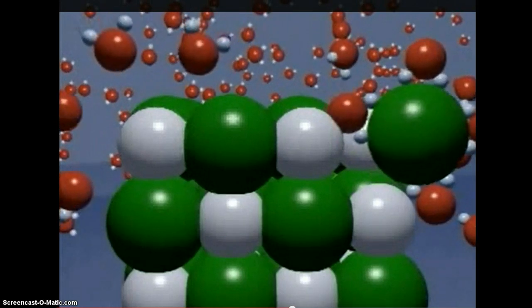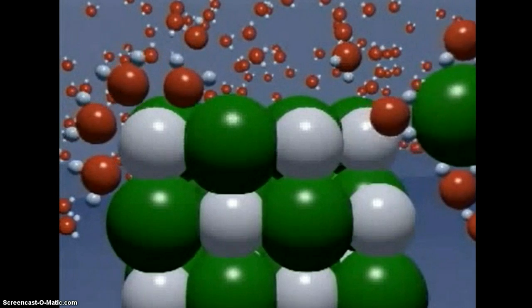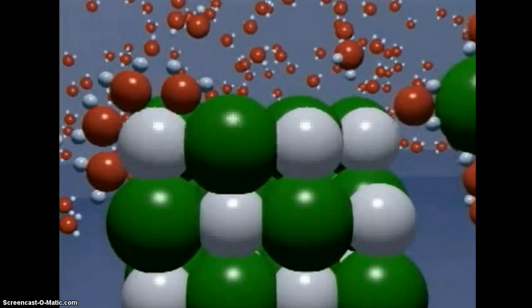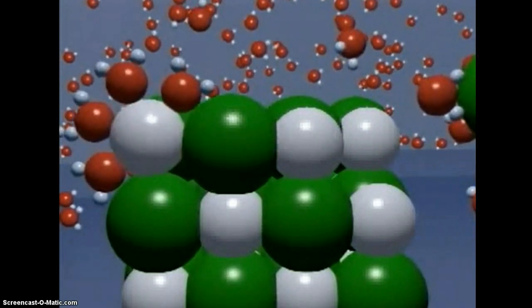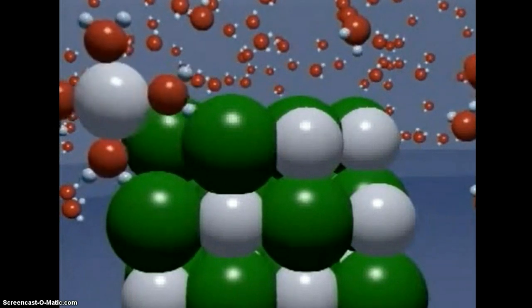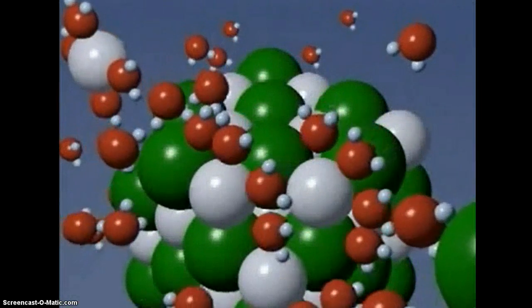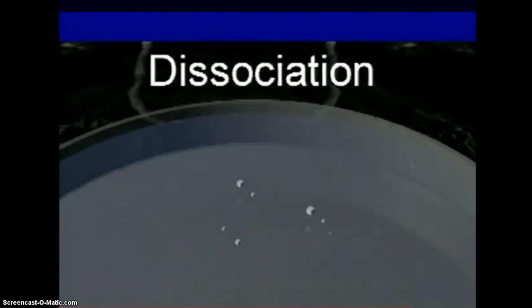Likewise, the oxygen ends of water molecules are attracted to and surround the positively charged sodium ions. The hydrated ions drift away into the solution, allowing new water molecules to surround newly exposed ions. Gradually, the entire crystal dissociates into solution.